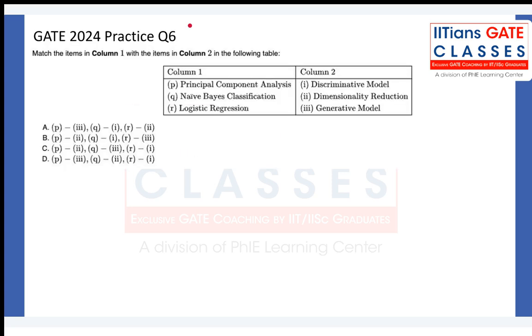This was a question that was asked in GATE 2024. I don't see this as a question of PCA only, but still, they have asked. PCA is dimensionality reduction, so P is 2. That means option A and option D are not true anymore. Logistic regression is a discriminative model. Naive Bayes is a generative model. So option B is correct.